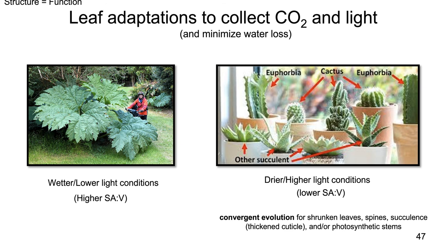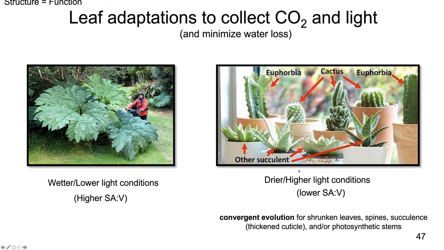Other leaf adaptations to maximize CO2 and light collection and also minimize water loss: typically in wetter, lower light conditions, plants will have a much higher surface area to volume ratio, like you see in these giant leaves here. Here they're just trying to maximize light collection, and it doesn't really matter if they're losing a lot of water because water is not a limiting factor. This is a more tropical plant in a tropical environment.